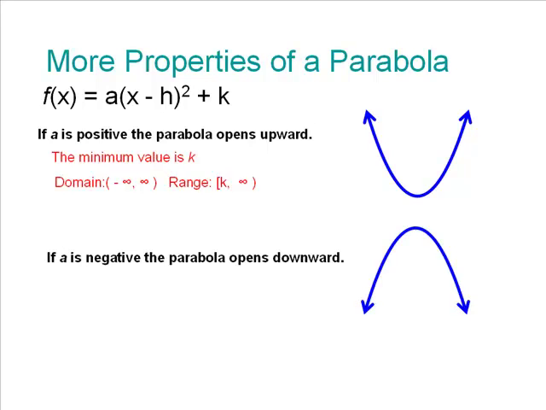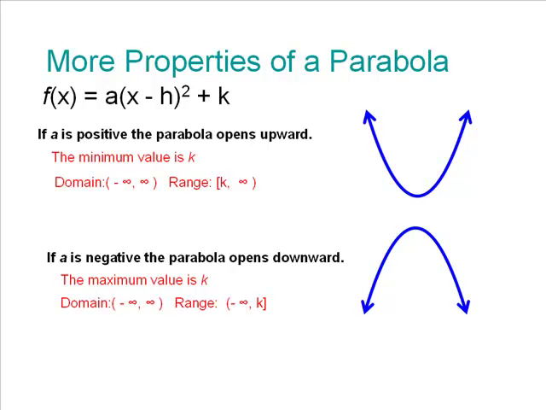Now, if the parabola opens downward, that means a is negative. So if a is negative, the parabola is going to open downward. The k value in this case is going to be a maximum value. So the highest point that we can go to in the parabola is going to be at k. And so that's going to be the maximum value. The domain is going to be negative infinity to positive infinity. But the range is going to go from negative infinity to the k value of the vertex.